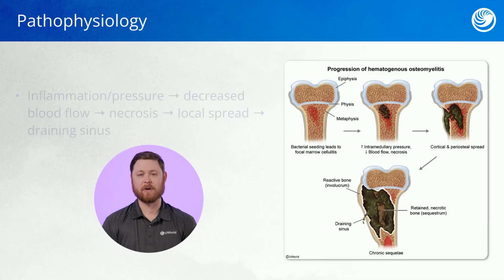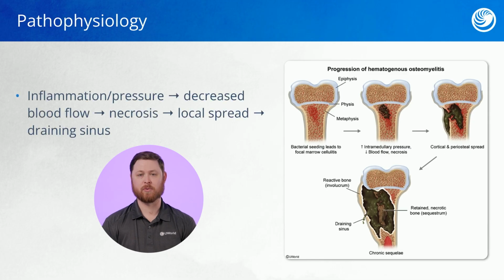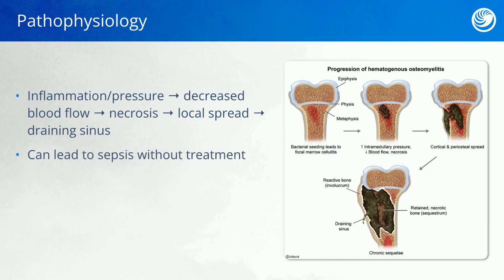Bacterial growth leads to inflammation and increased pressure within the bone matrix. An infection within the bone is very unique in the fact that the bone tissue is very rigid and has limited blood flow compared to other areas of the body. Continued bacterial growth increases pressure and leads to the spread of that necrosis. Eventually, draining sinuses can form, which can lead to abscess formation and increases the risk for sepsis without treatment.